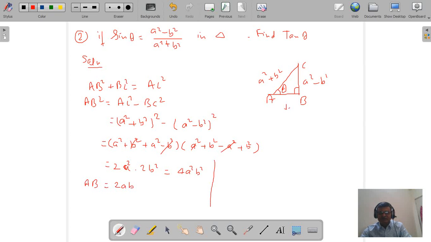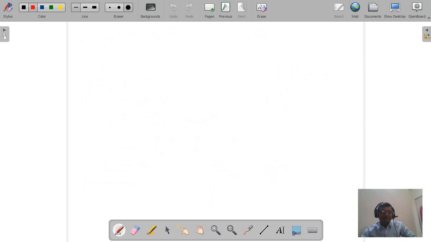So AB is going to be twice of ab. So we are taking tan theta. So tan theta is nothing but perpendicular upon base. So this is going to be the answer. Now we are moving to the next question. We are doing here all the types of questions, so you must go through the whole video to understand it. Now we are moving to the next question.